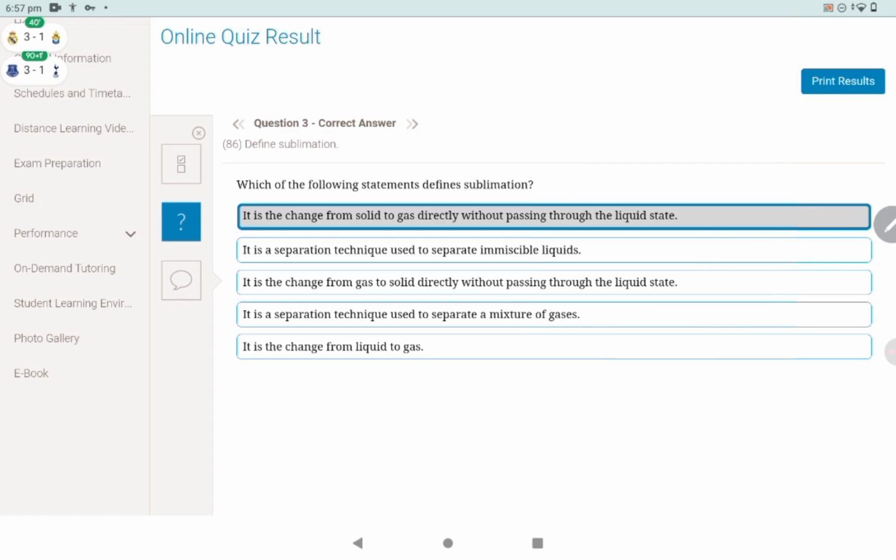Which of the following statements define sublimation? Sublimation is from solid to gas, so it is a change from solid to gas directly without passing through the liquid state.